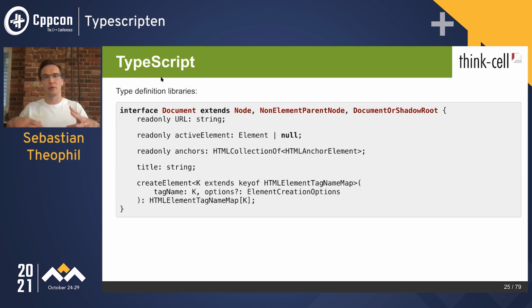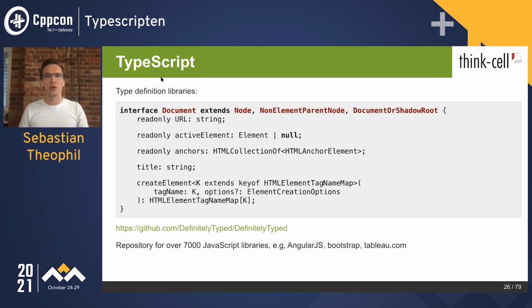And TypeScript ships with type-safe type definition libraries for the standard JavaScript APIs. But not only that, as part of the official TypeScript project, there's a large GitHub repository of type definition libraries that is community-driven, and that now contains type definition libraries for over 7,000 JavaScript libraries. So for all of those, we get type descriptions, essentially. That contains popular JavaScript libraries like Angular, Bootstrap, or Tableau.com, which is the one that I needed.